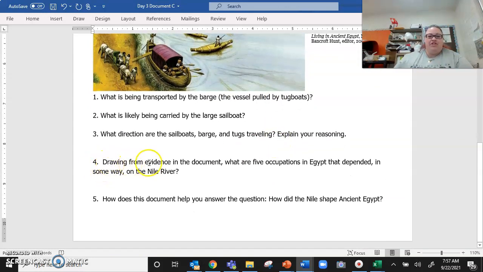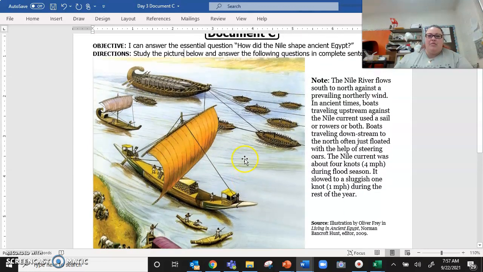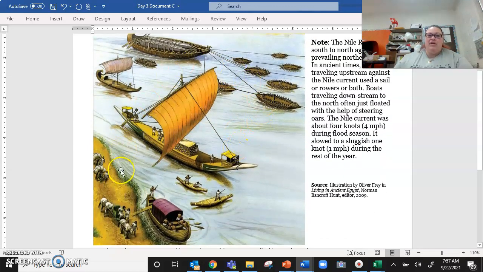Number 4, drawing from evidence in the document, what are 5 occupations in Egypt that depended in some way on the Nile River? So we see a lot of people doing a lot of different jobs. Tell me what 5 of these jobs are. We know they depend on the river because they're all on the river.